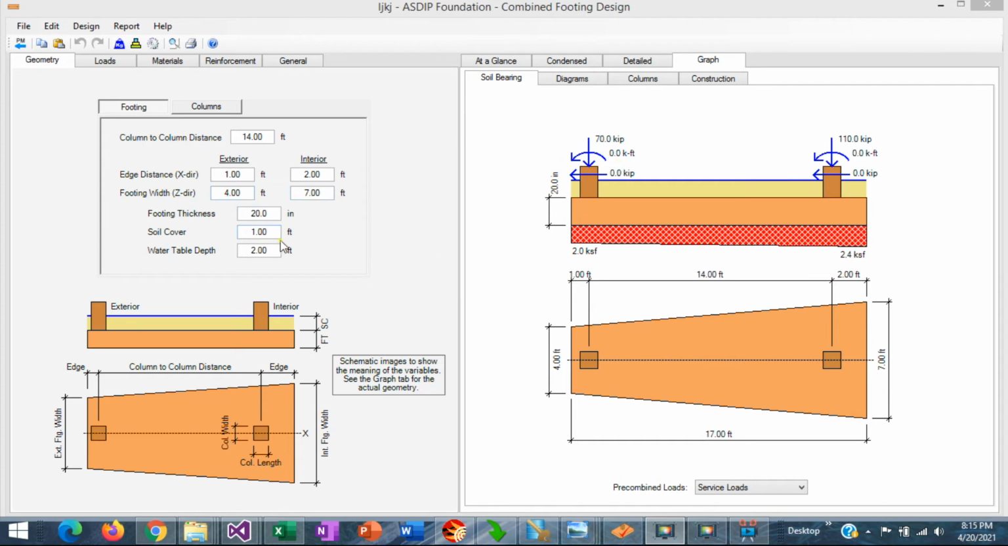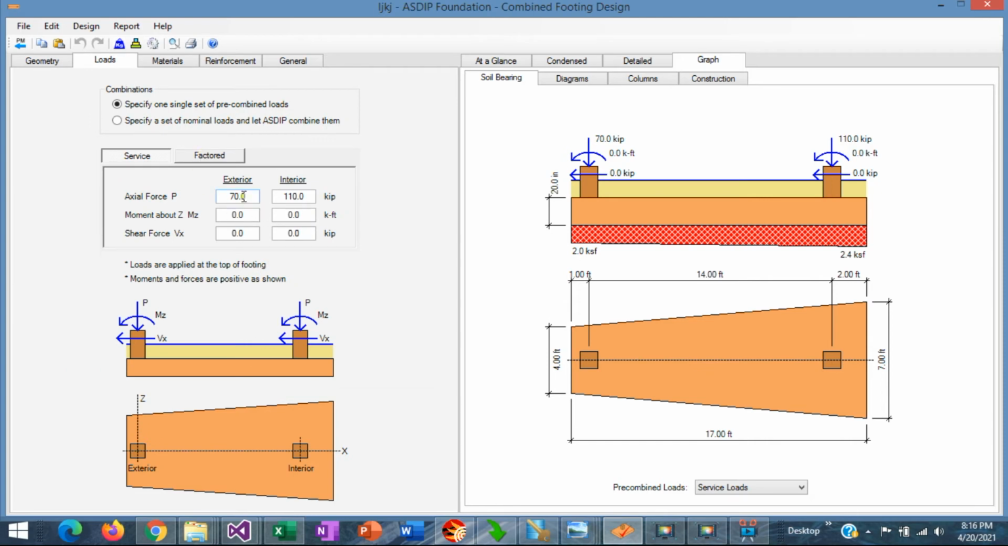The distance between columns is 14 feet. If we go to the loads tab, I have applied some load, 70 kips in the exterior column, 110 kips in the interior column. So this load is heavier than the exterior load. If we use a trapezoidal footing, 4 feet in the exterior end and 7 feet in the interior end, the resulting bearing pressure is about uniform, 2 KSF in this end and 2.4 KSF at this end. So it's in the same order of magnitude, so we cannot expect differential settlement here.